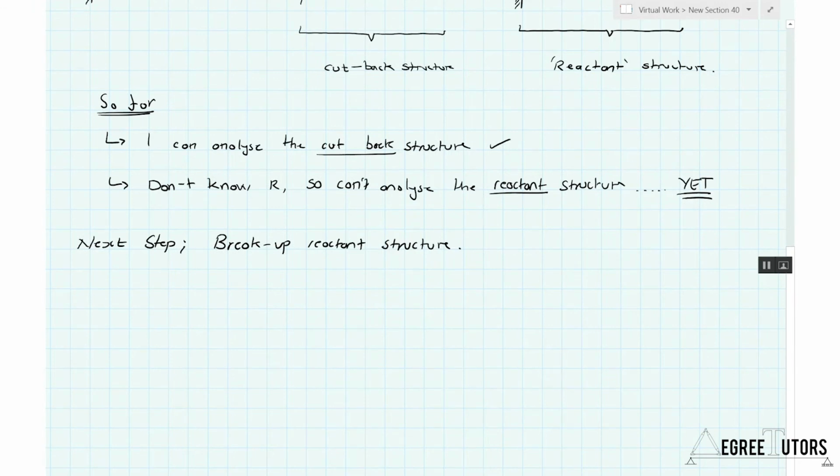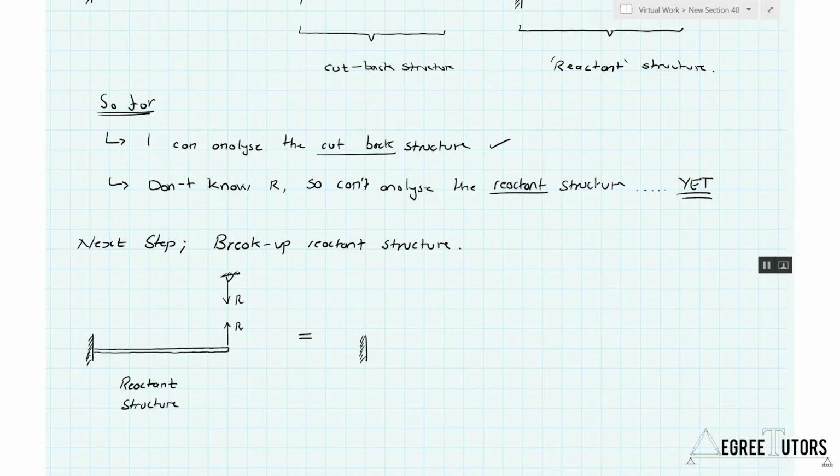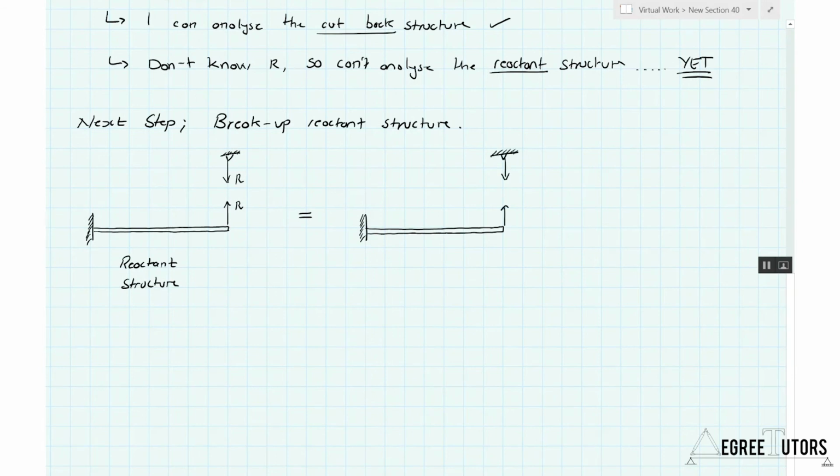So let's look at our reactant structure. Now that is the same as a structure, bear with me, this is going to appear a little bit odd to start off with. I'll just draw it out first and then I'll explain it. That reactant structure is the same as the same structure, right? But instead of applying some unknown force R on the end, I'm going to apply a 1 kilonewton force, okay? And I'm just going to scale that force by some factor alpha, right? So this is going to make sense in a minute.